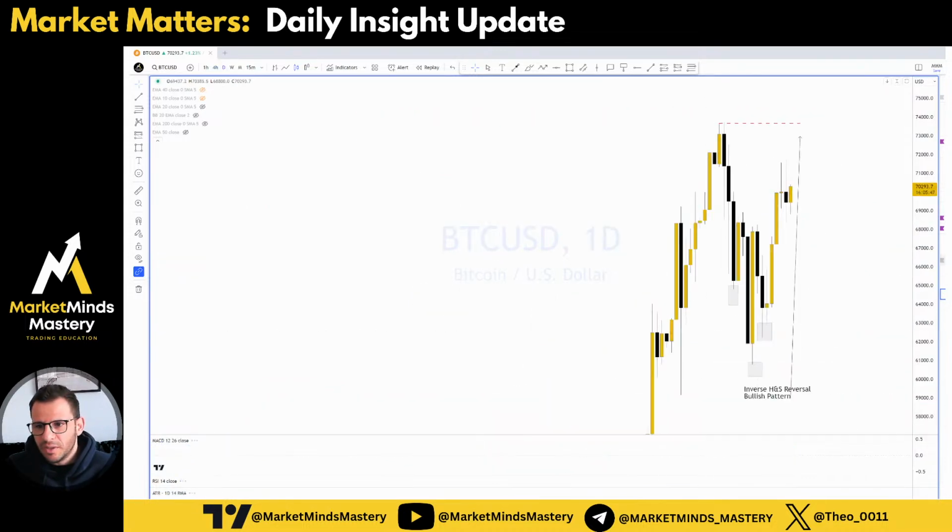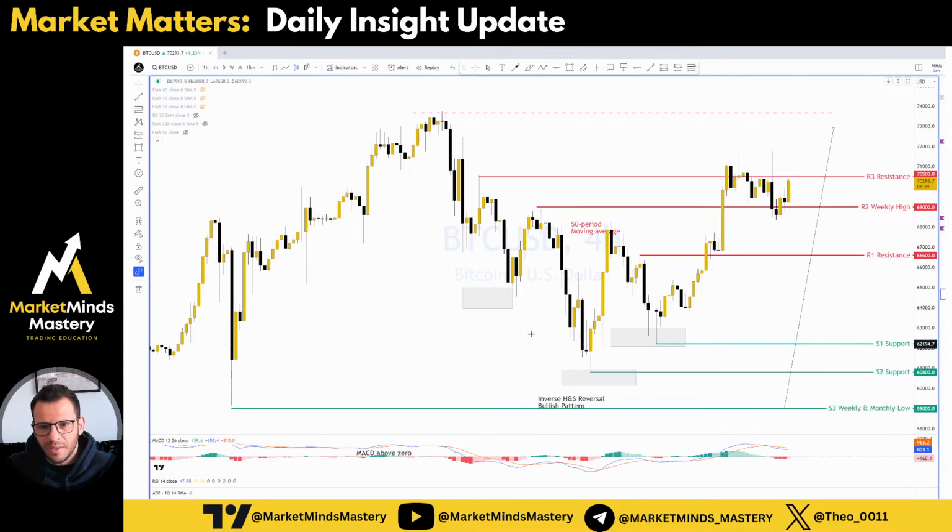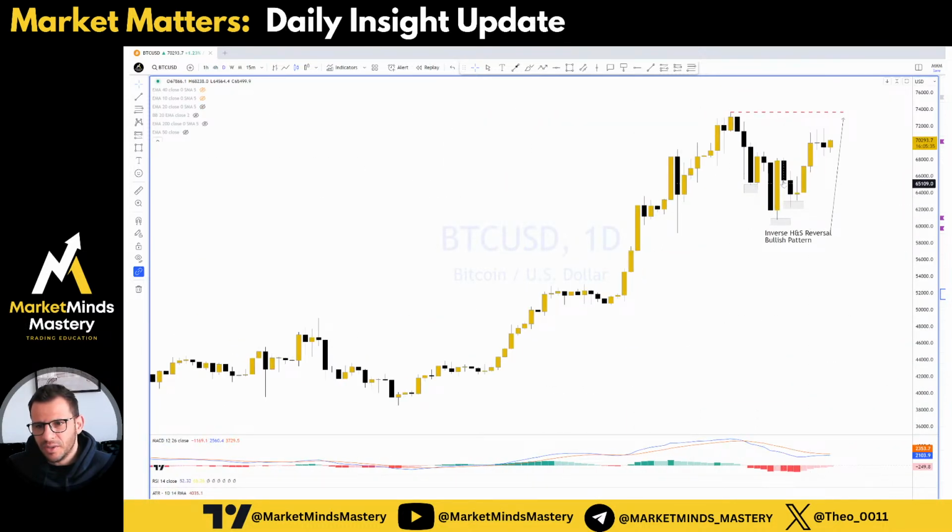On the daily chart, it looks something like this. But yes, the inverse head and shoulders pattern is easier to see on the daily chart, like this one here. Price made a new low and then it made a new high and it moved upwards.